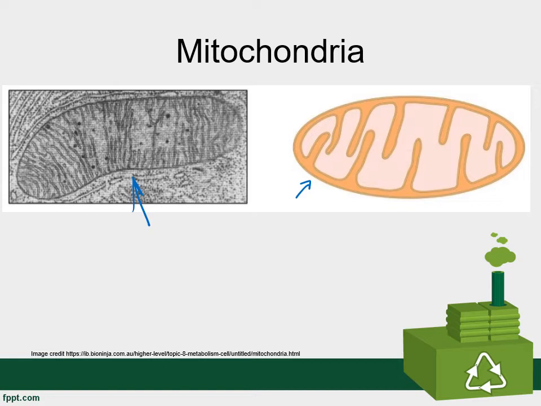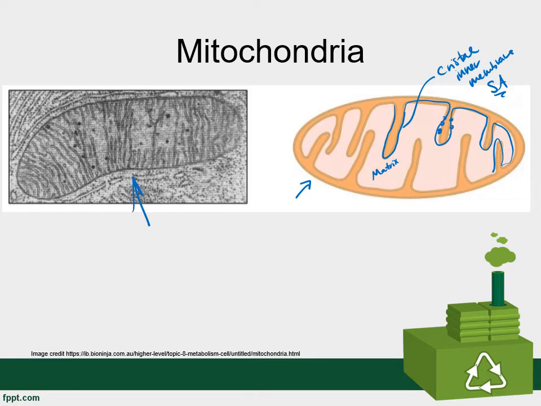Good. All right, so hopefully you remember that the matrix is here in the middle. These folds are known as cristae, and they are the folds of the inner membrane. So that inner membrane goes all the way around, and it's highly folded into all those cristae, so that we have lots of surface area for all of our proteins of the electron transport chain and ATP synthase. We also have that outer membrane.